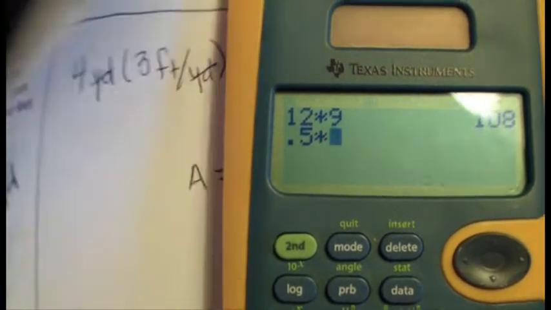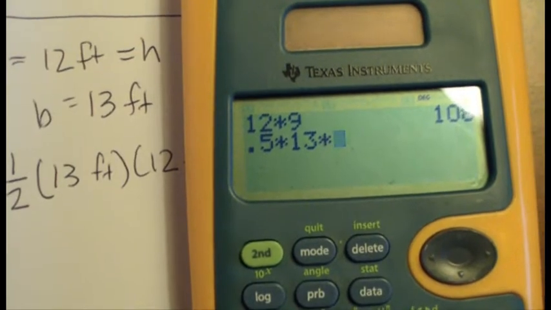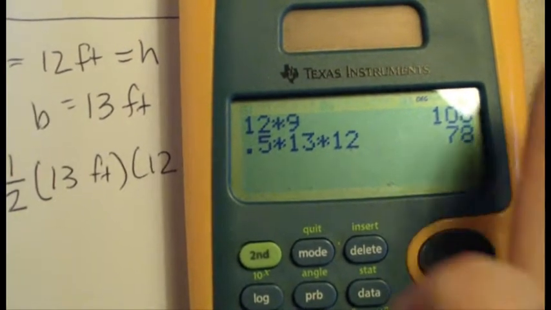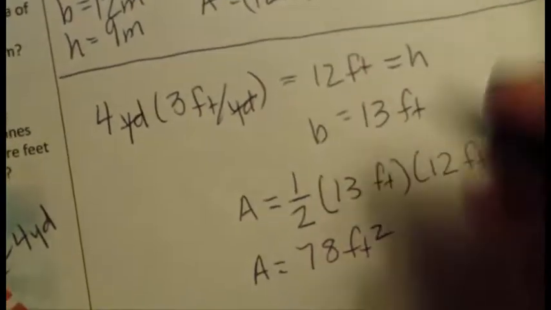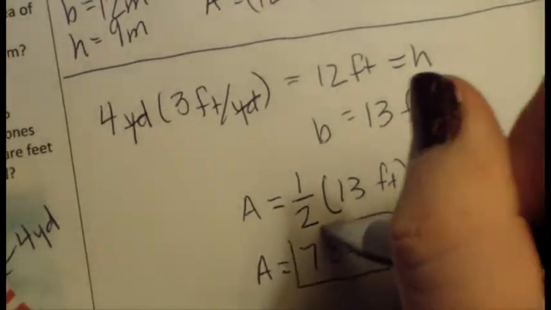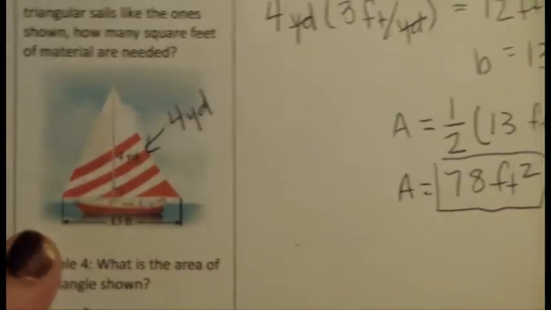So 1/2, our base was 13 feet. Our height was 12 feet. So 78. So our area is 78 feet squared. So they'll need 78 square feet of material to make those two sails in the picture.